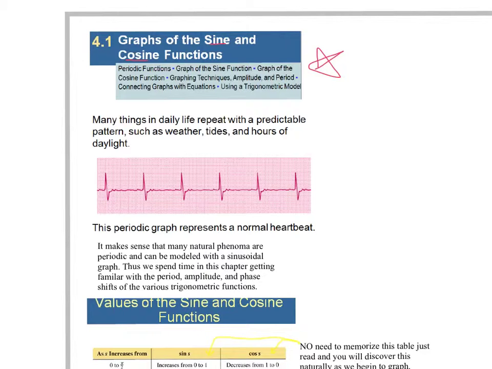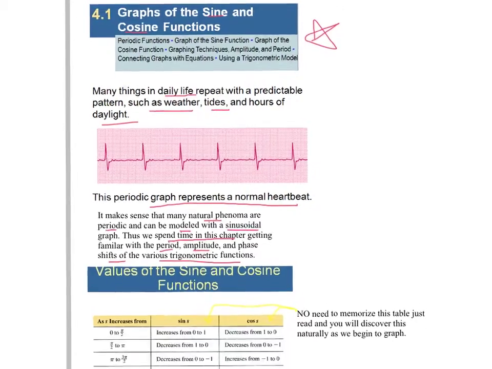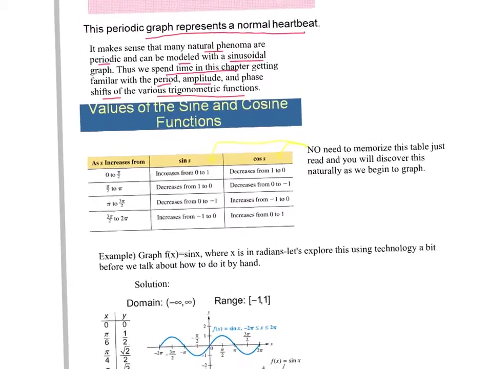So many things in daily life repeat with a predictable pattern, such as weather, tides, and hours of daylight. This periodic graph represents a normal heartbeat. It makes sense that many natural phenomena are periodic and can be modeled with sinusoidal graphs. Thus, we spend a significant amount of time in this chapter getting familiar with period, amplitude, and phase shift of the various trig functions. Okay, let's scoot down to sine and cosine.